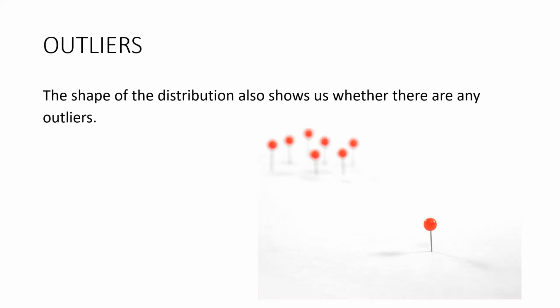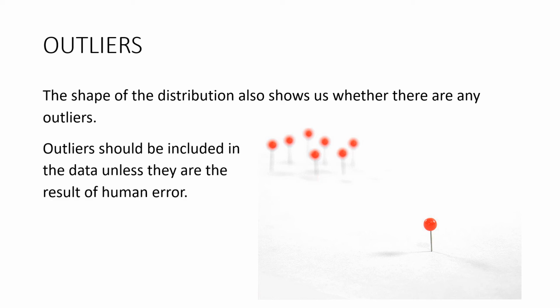The shape of the distribution will also show us whether there are any outliers. An outlier is a data point that's far away from the rest of the group. Now here's an important point. Outliers should be included in the data unless they are the result of human error.